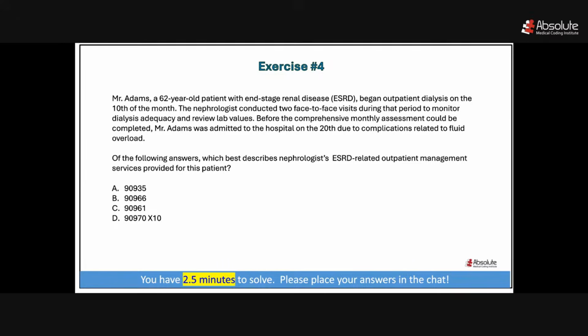Mr. Adams, a 62-year-old patient with end-stage renal disease, began outpatient dialysis on the 10th of the month. The nephrologist conducted two face-to-face visits during that period to monitor dialysis adequacy and review the lab values. Before the comprehensive monthly assessment could be completed, Mr. Adams was admitted to the hospital on the 20th due to complications related to fluid overload. Of the following answers, which best describe nephrologist ESRD related outpatient management service?